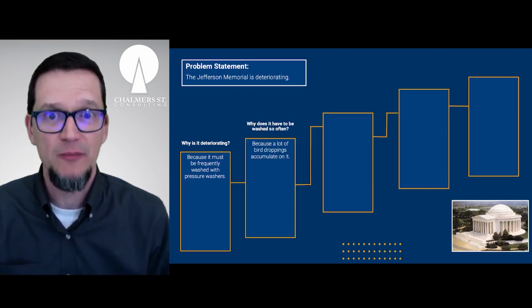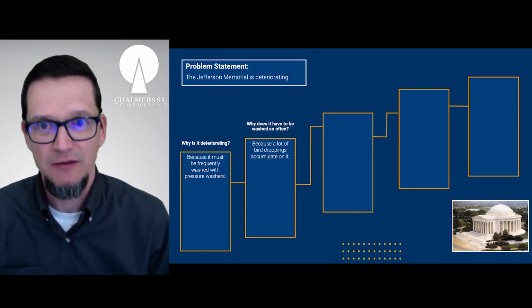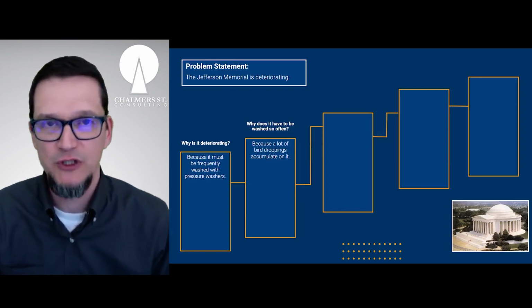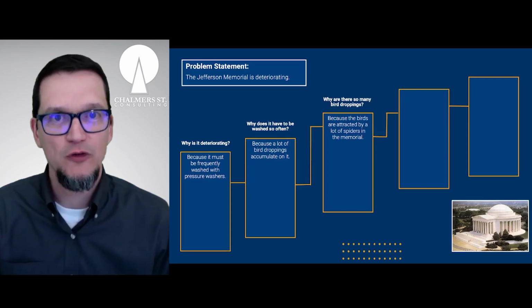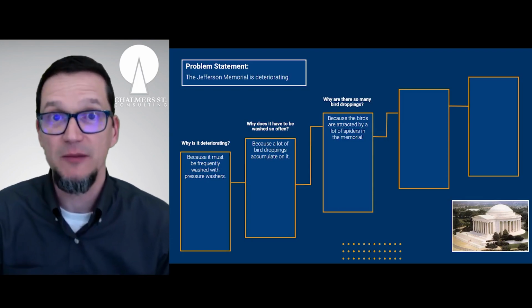Because a lot of bird droppings accumulate on it. Yeah, it still seems very obvious, right? So it's deteriorating because it has to be washed a lot, and that's because it's dirty. Pretty straightforward, right? So let's keep digging deeper. Why do bird droppings accumulate there? Because the birds are attracted by a lot of spiders in that memorial.